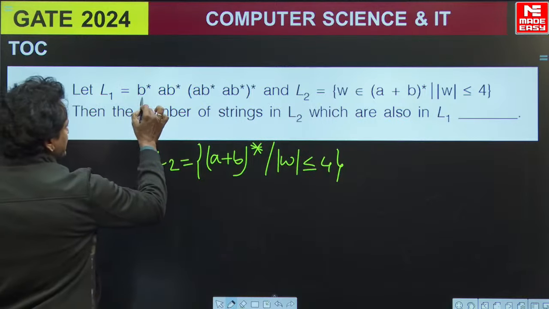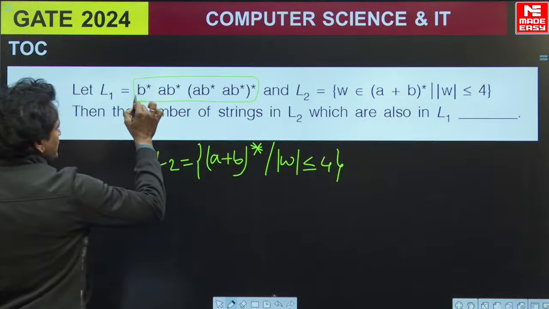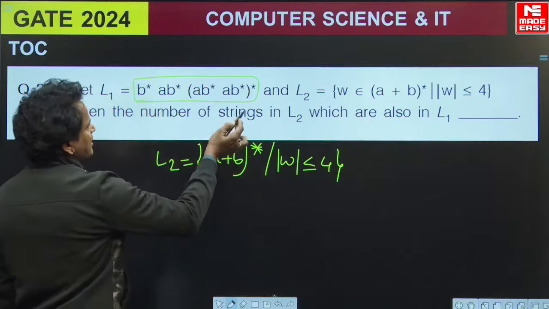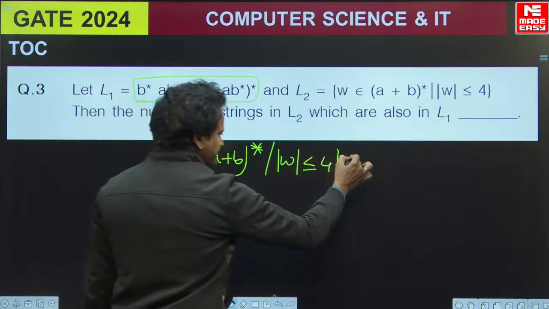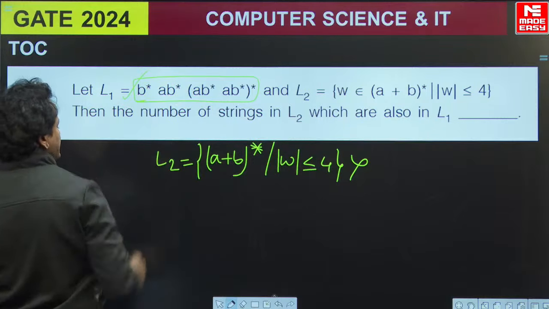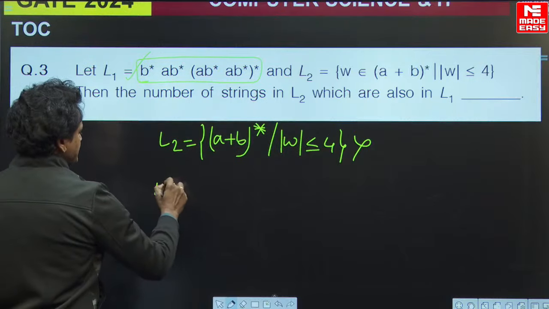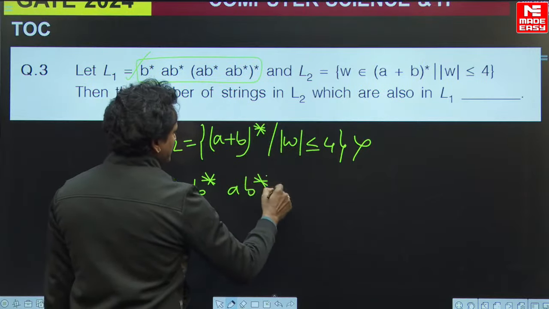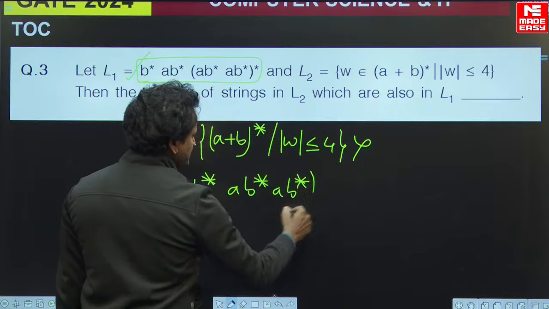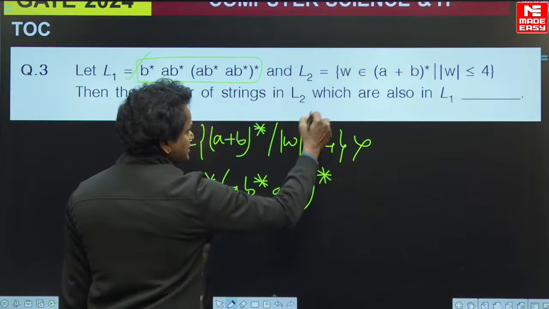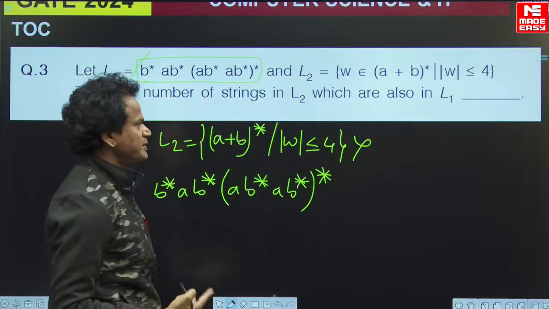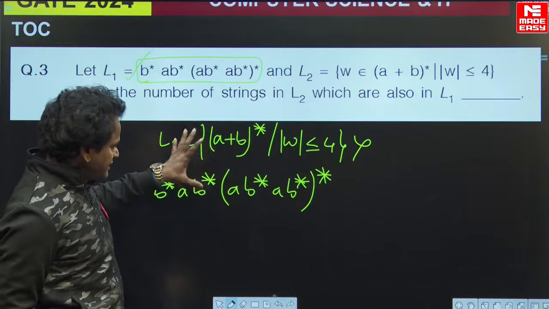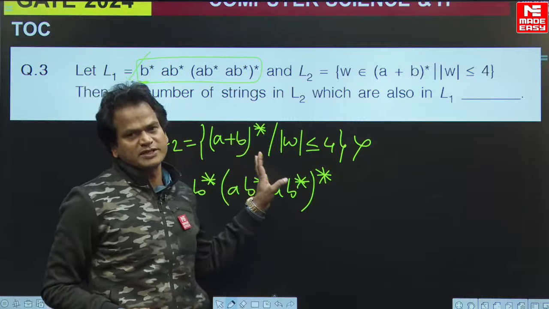But L1 has some pattern given. So L1 won't contain every combination of A and B. So here, what are the strings in common between L1 and L2? Instead of checking this one, we consider only this one. You understand? So L1 here is B star, AB star, because L2 contains every combination of A and B of length less than or equal to 4. L1 will not contain every combination.